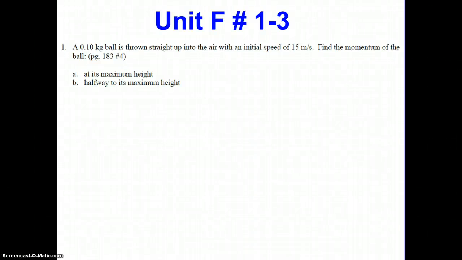Welcome to the solutions to the momentum problem set, problems number 1 and 2. Let's start by reading and highlighting key information here in number 1.